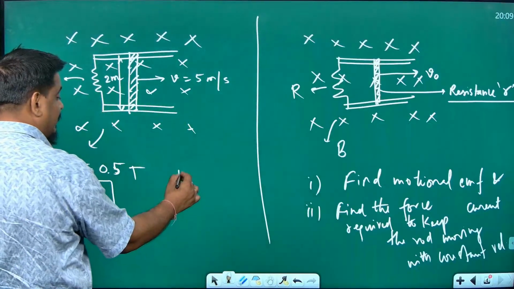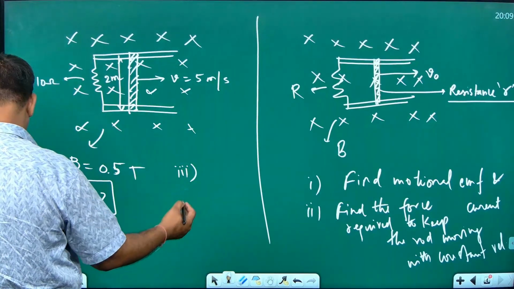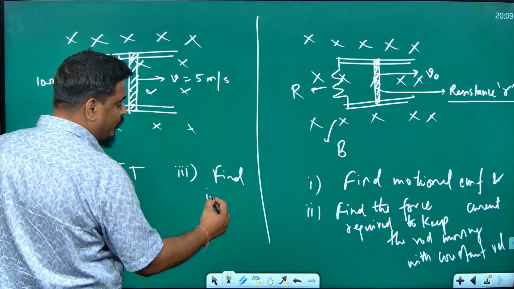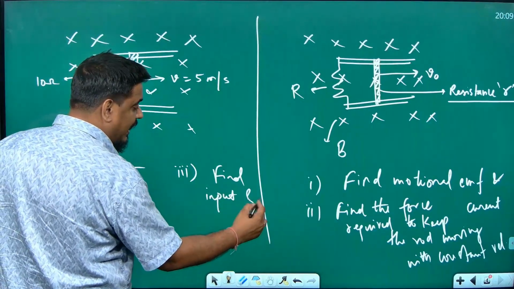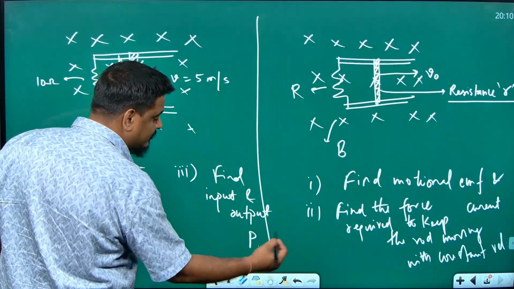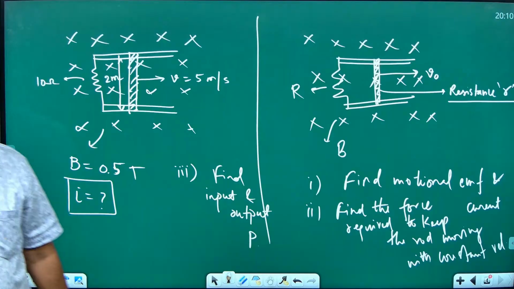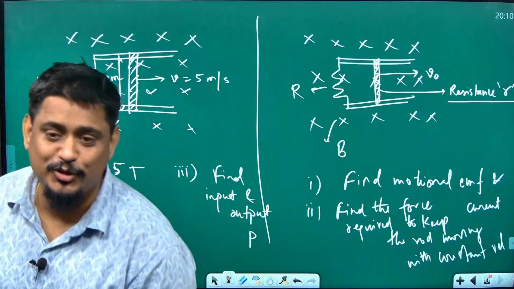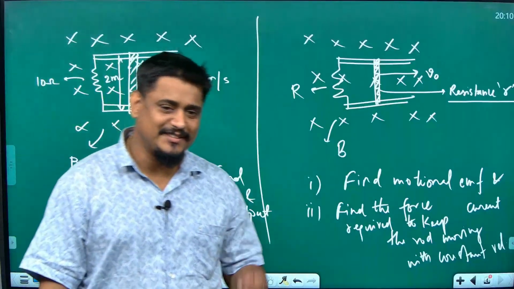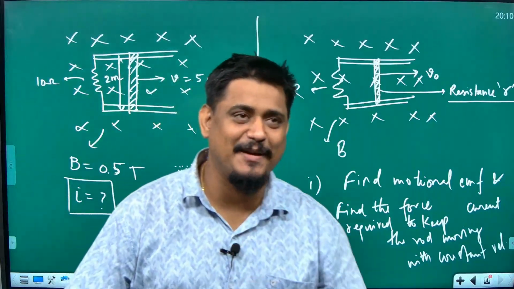And third part, once again 2 mark, find input and output power. 5 mark question. All of you will solve first part, so that's why it is 1 mark. Second part and third part are carrying 2 mark.